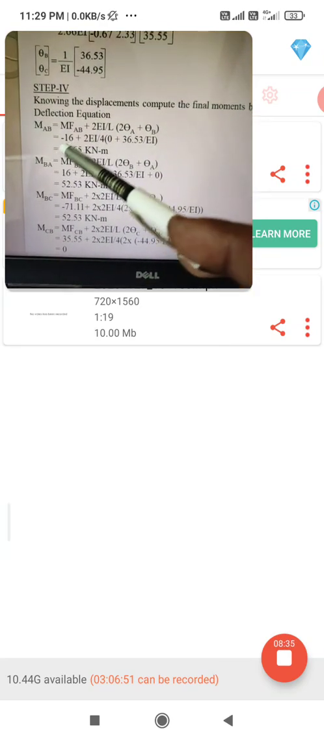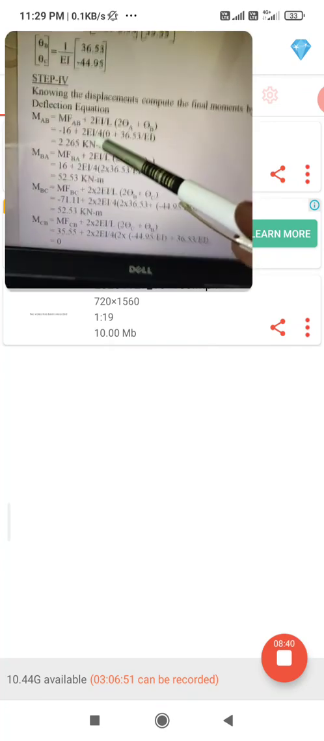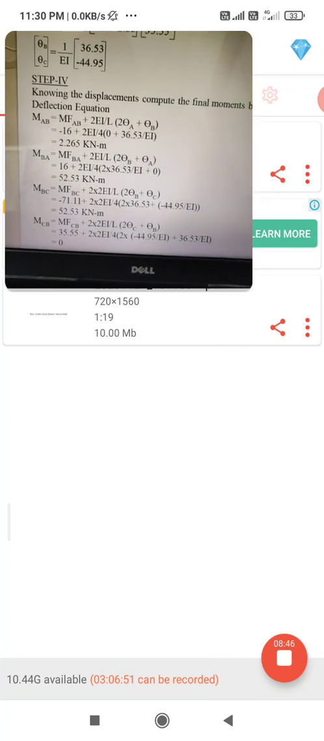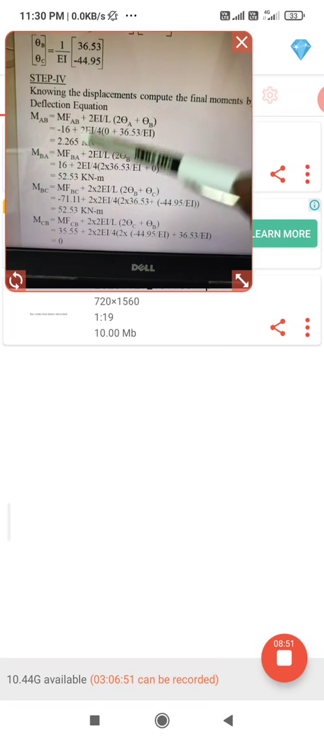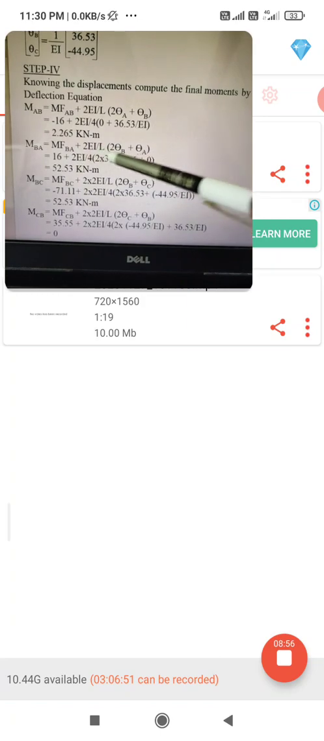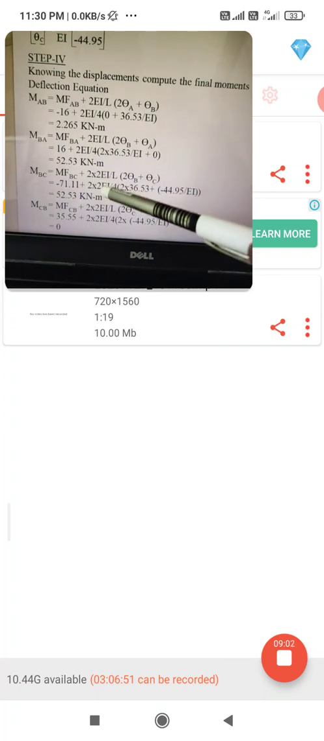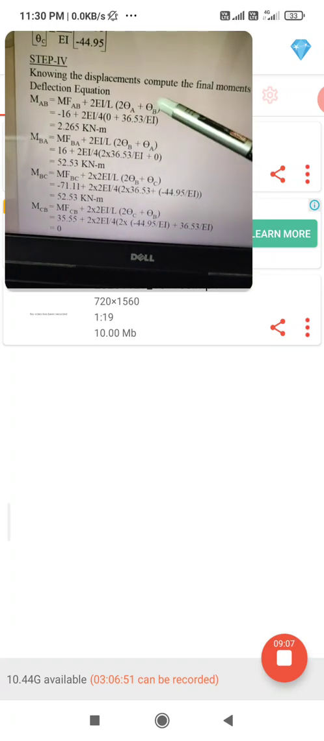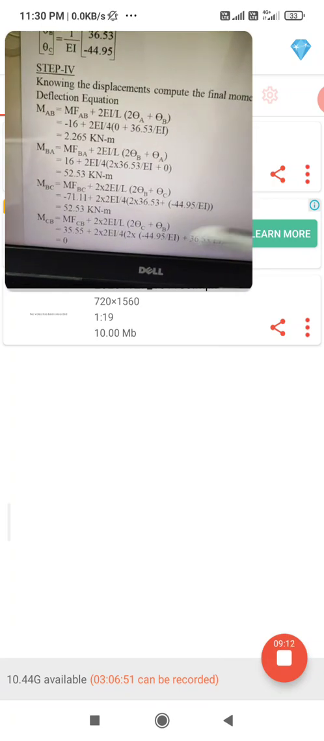So solving the equation: minus 16 is the MFAB, plus 2EI by L, which will be 4, times 0, because theta A is 0 as support A is fixed, and theta B will be 36.53. After calculation of this, you will get 2.265. Similarly MBA is MFBA plus 2EI by L into 2 theta B plus theta A. Put the theta A and theta B values and you will get 52.353. Similarly MBC and MCB will be 0 after calculation, or there is no need to calculate because support C is a hinge support, so it will be 0.